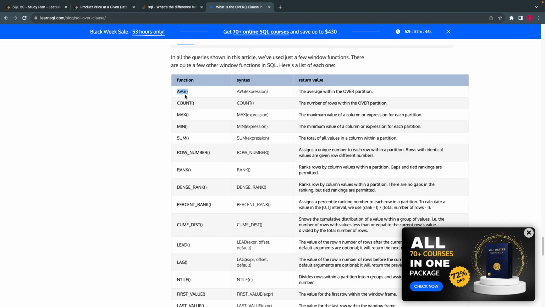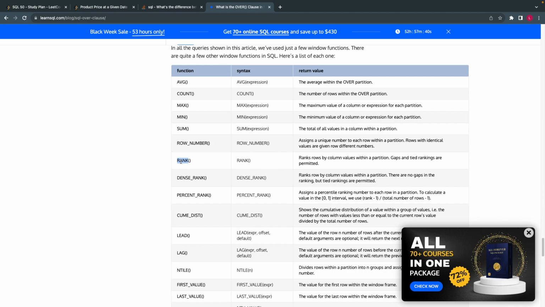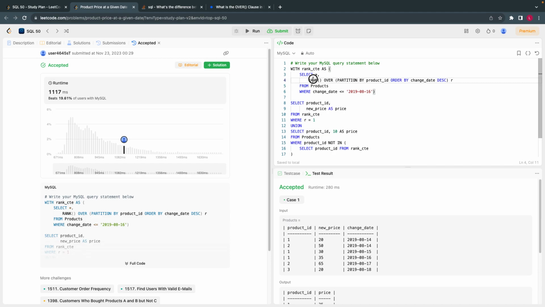If you look at the picture, you will find lots of functions. We have used rank, and we can also use dense rank for the same problem. It doesn't matter, because even if there is a tie, we just need the maximum value, which will come anyway. We are ordering by date in descending order, so it will come as rank one. So dense rank or rank doesn't matter in our problem. Even if I use dense rank, it will be accepted. But there is a difference.